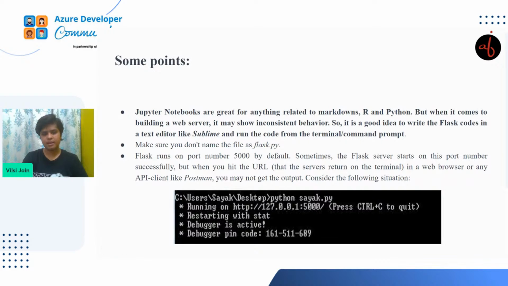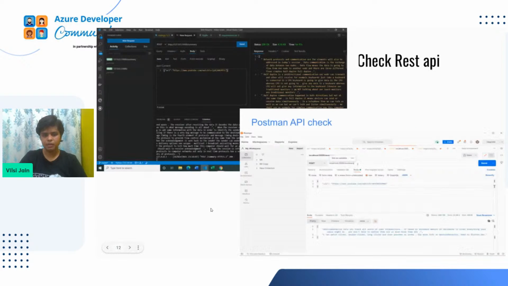Now let's talk more about this. What is 5,000? 5,000 is the port number, which is the default, and for some systems you may get 8,000. So it's the port number, and the Flask server starts on this port number, like 5,000. But when you hit the URL in the web browser, your output may change a little bit, right? Now, how do you check that the REST API is working okay or not? Firstly, you can use the browser, but in the browser, if you have something like input and output, where you need to give some text to get an output.